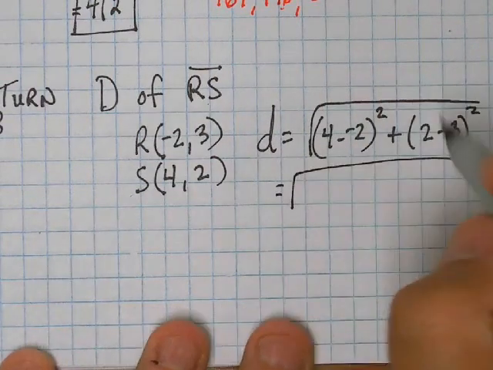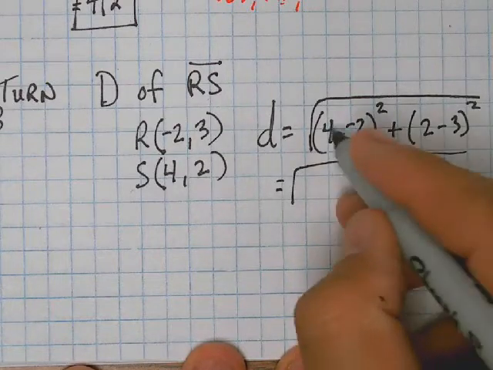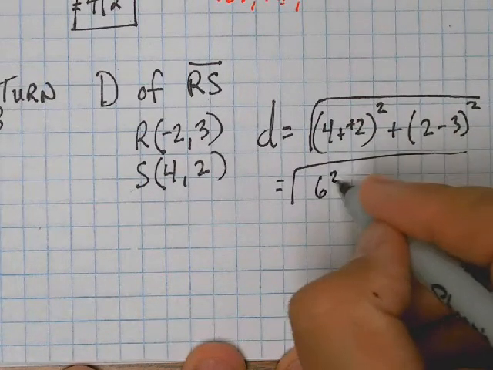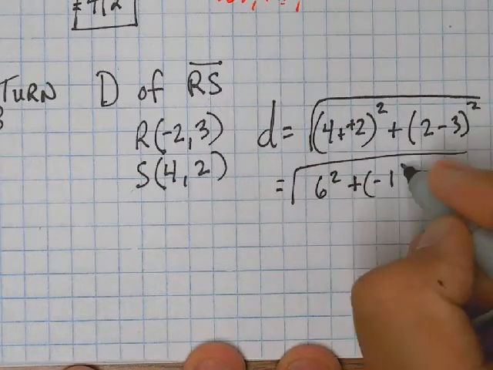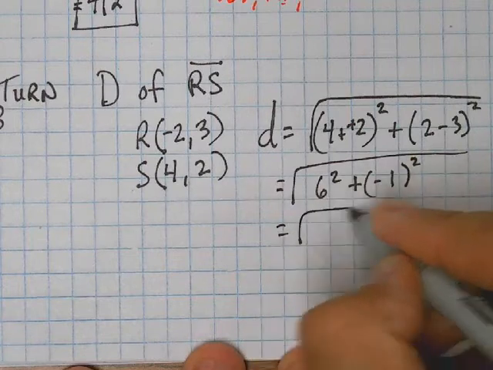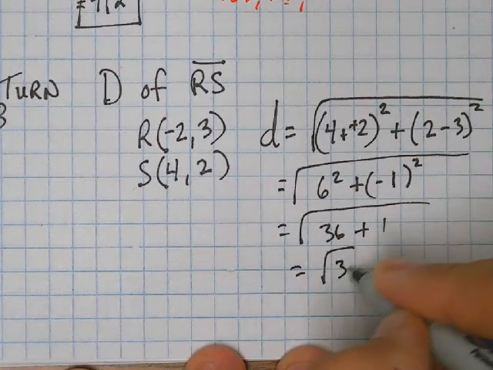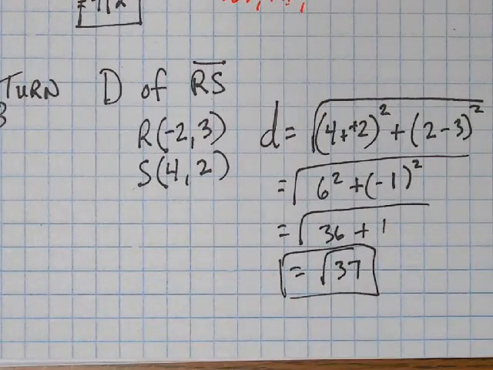Okay, let's see how we're doing. Looks like half of you are about done. 4 minus a negative 2. That's 4 plus 2. That's 6. 2 minus 3. Negative 1. 36 plus 1. Should have gotten the square root of 37. If you got it right, raise your hand. Oh boy. Not enough. If you weren't done, I understand.